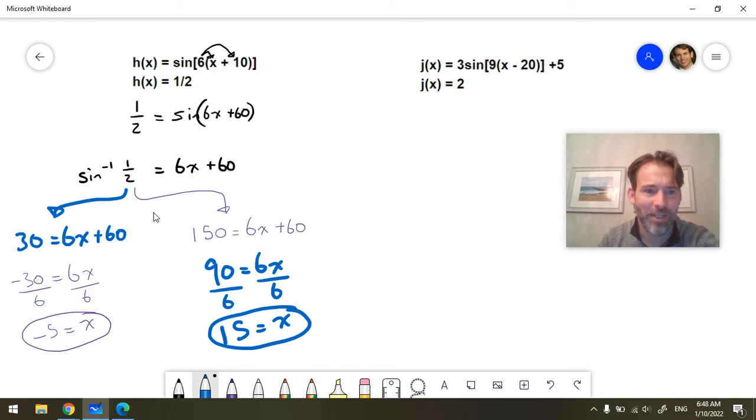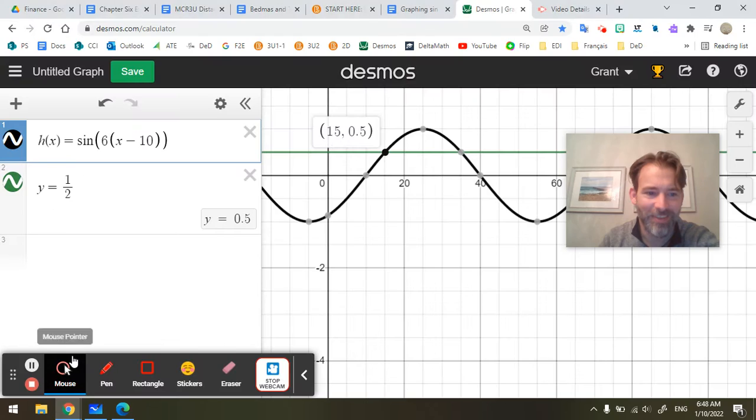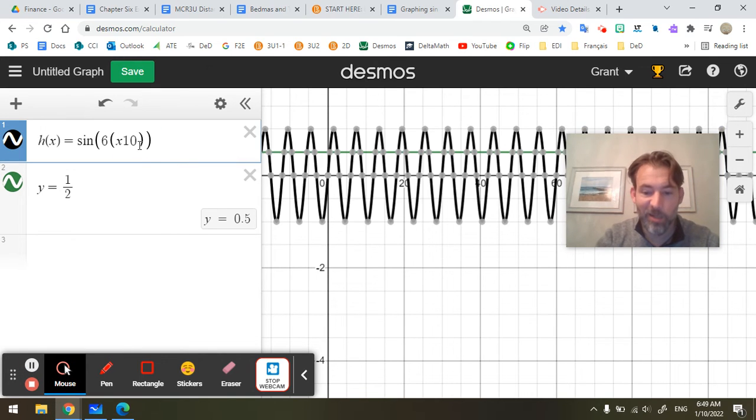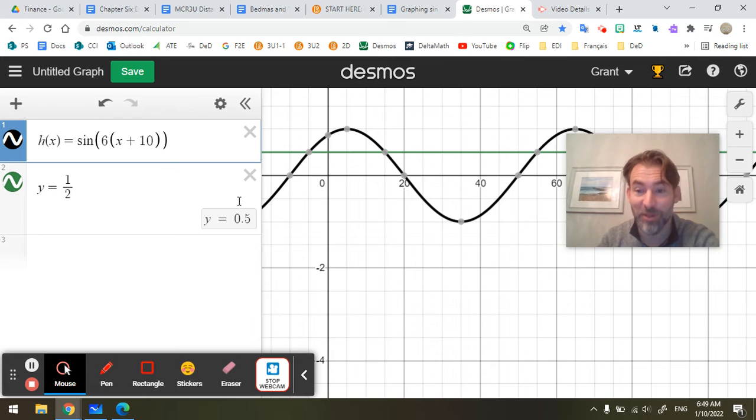6x plus 10. So we found this one here, 30 degrees. 6x plus 60. And then, yeah, so we should have negative 5. It helps if you get the signs right, Mr. Jennings. Okay, I'm embarrassed to tell you how long it took me to find that. Okay, so here we go. So now we're getting the solution of -5 and 15.